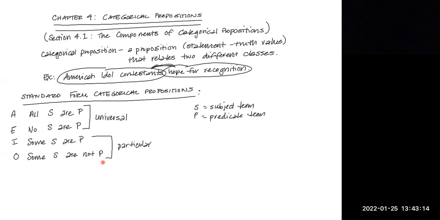So if we're thinking about it that way, all S are P really means that every member of the S class is a member of the P class. All members of S are members of P. If we look at E, no S are P, meaning no members of S are members of the P class. Some S are P would mean at least one member of the S class is a member of the P class. And some S are not P means at least one member of the S class is not a member of the P class.